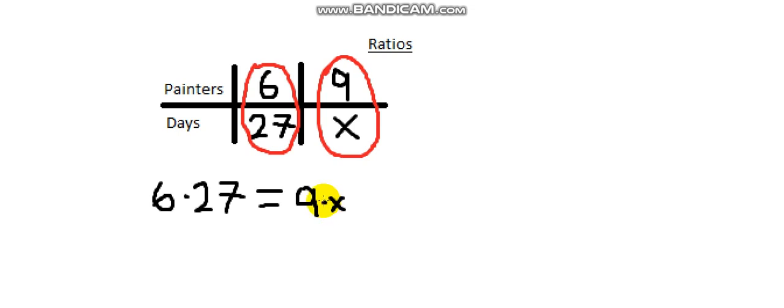And if you calculate this the same way that we did before, what you would end up with is 18 is equal to x. You would do that by doing 6 times 27, and then whatever you would find, you'd need to divide both sides by 9, and you'd get 18. So x equals 18.